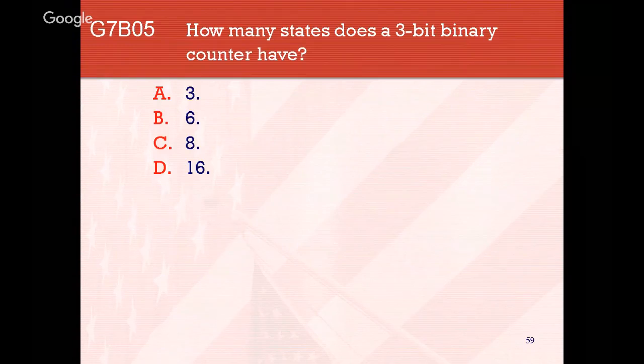How many states does a 3-bit binary counter have? We're talking about a binary counter here, and it's a 3-bit binary counter. Remember, visualize what was in the book, where it went 2 times 2 times 2. Your answer is 8. That's how many states your 3-bit binary counter has.